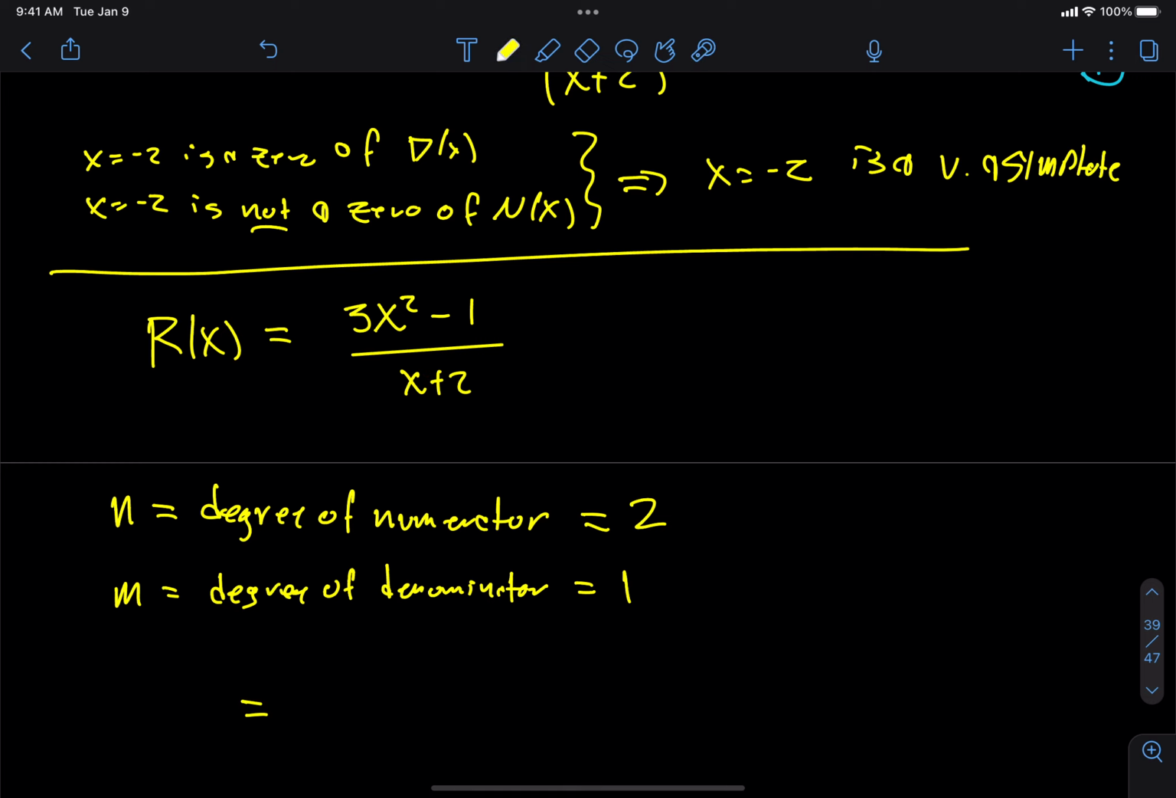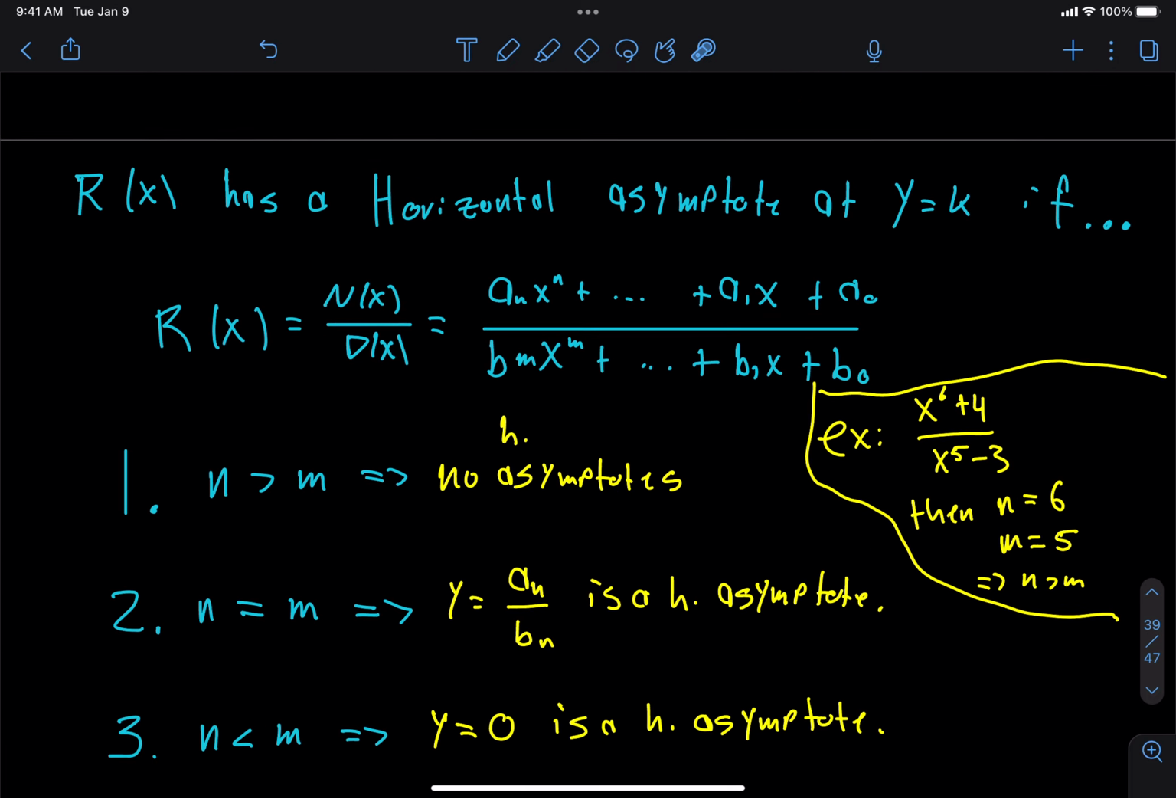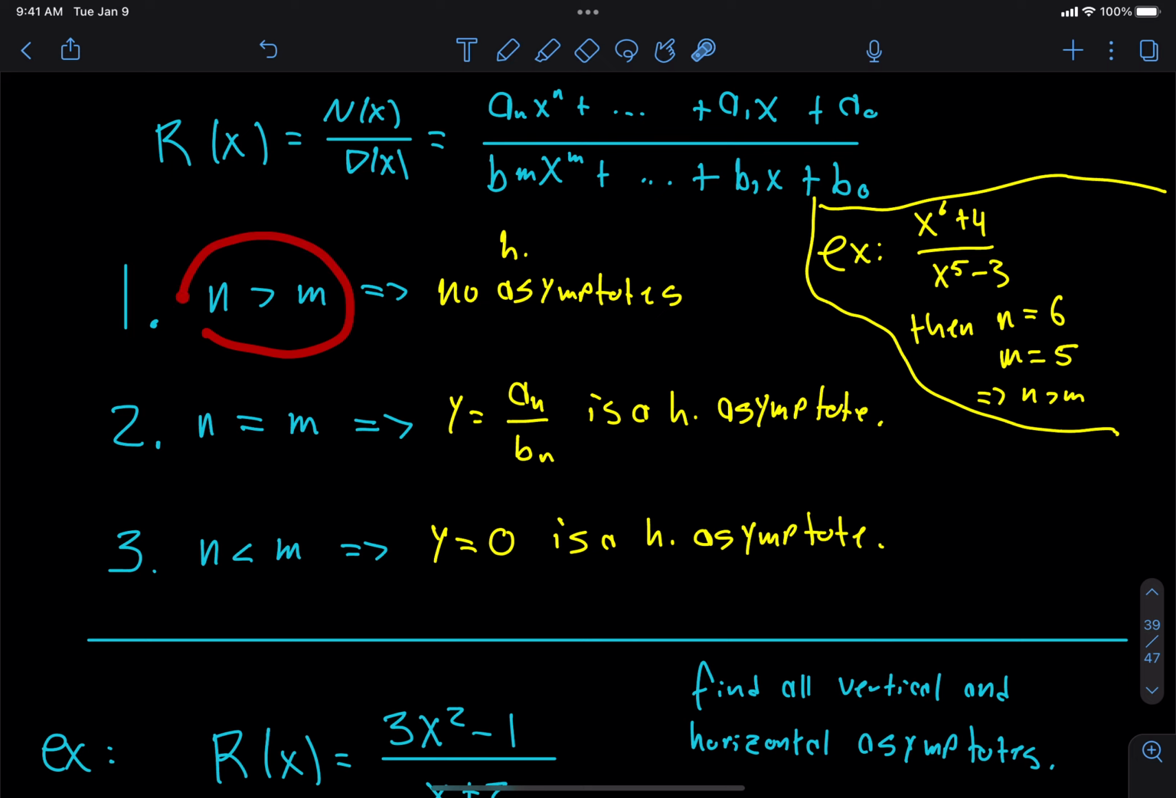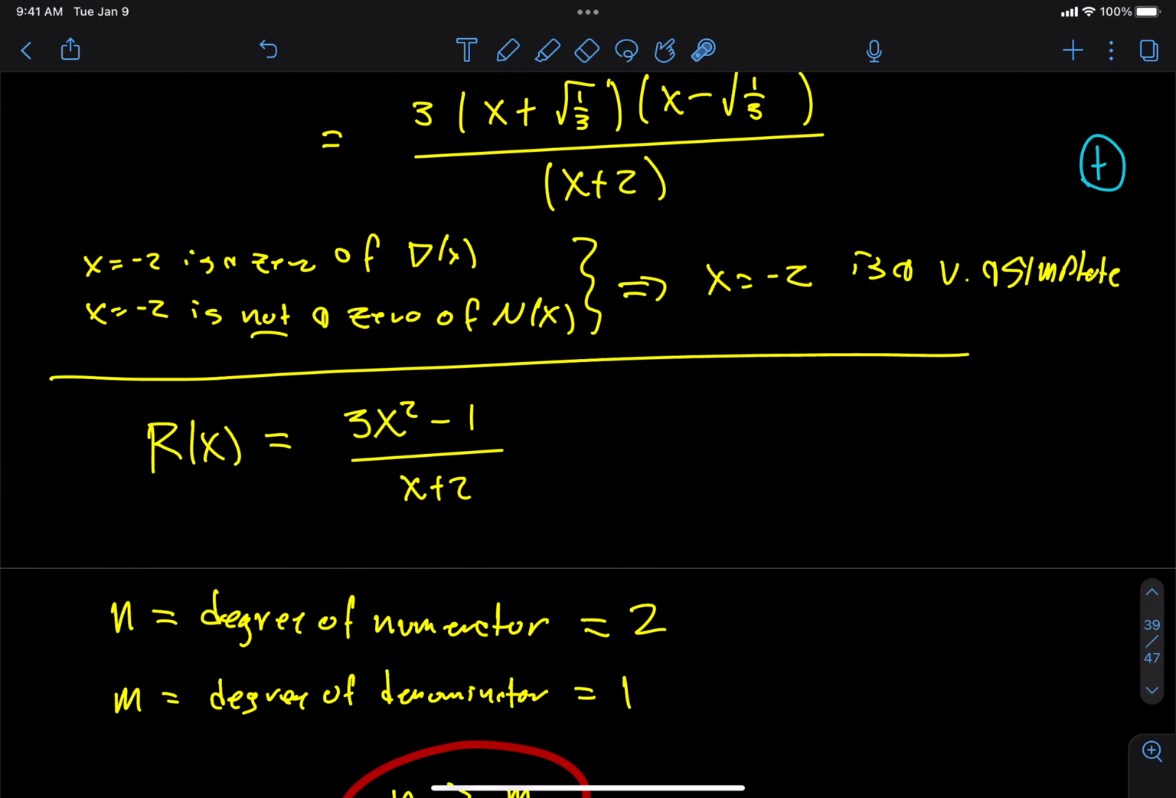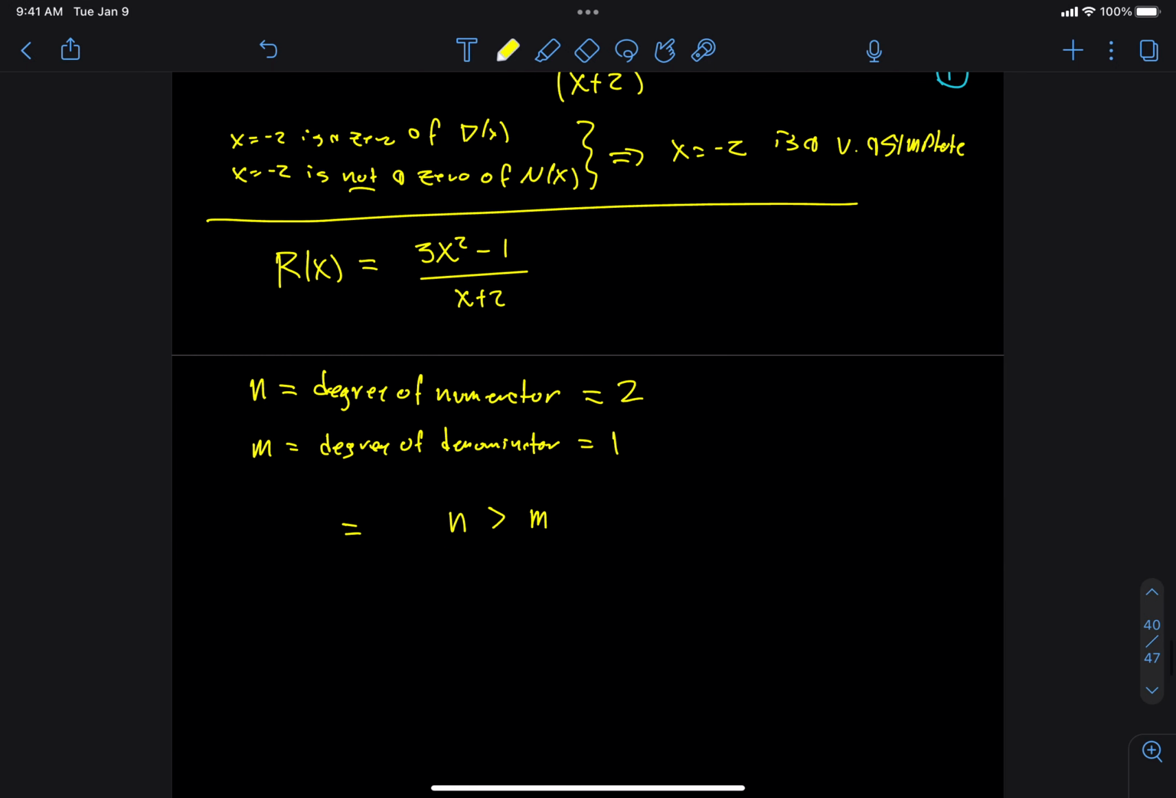So, therefore, n has what relationship with m? What goes in the middle? n is larger than m. So all I'm going to do is take this information and go back to my little table. What does the table say? If n is larger than m, what am I going to have? No horizontal asymptotes. So, no horizontal asymptotes.